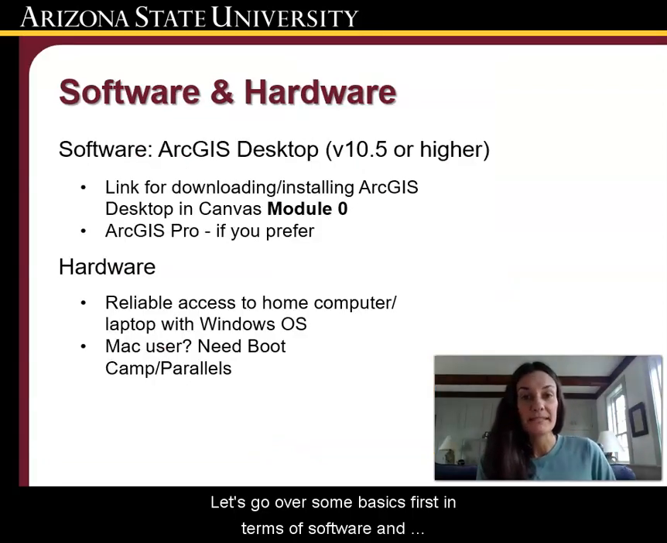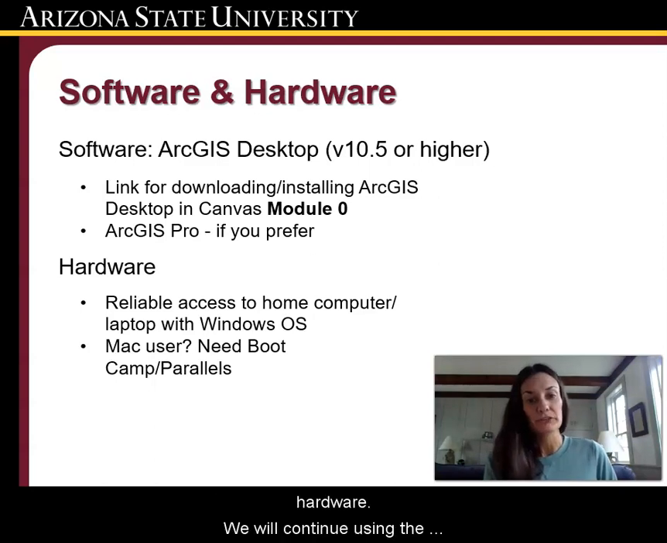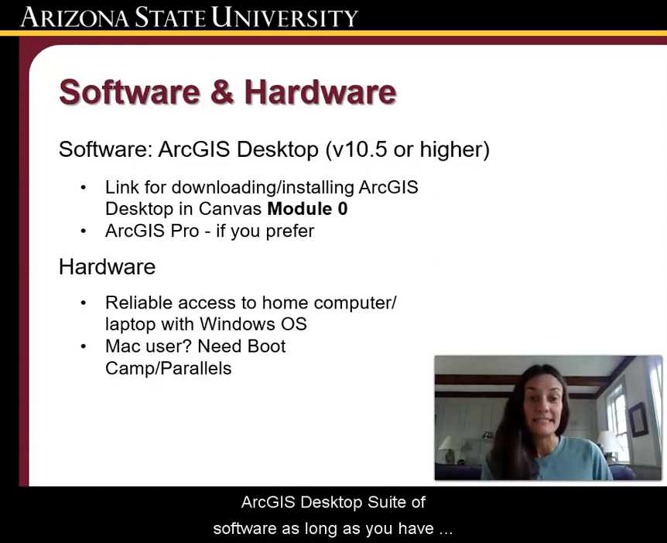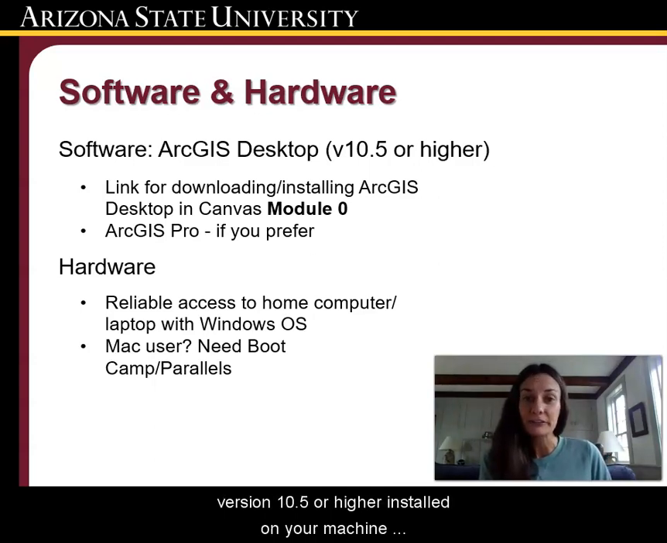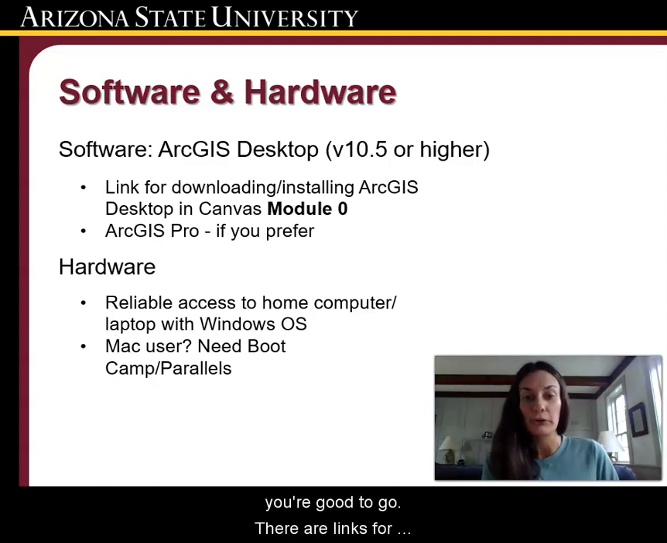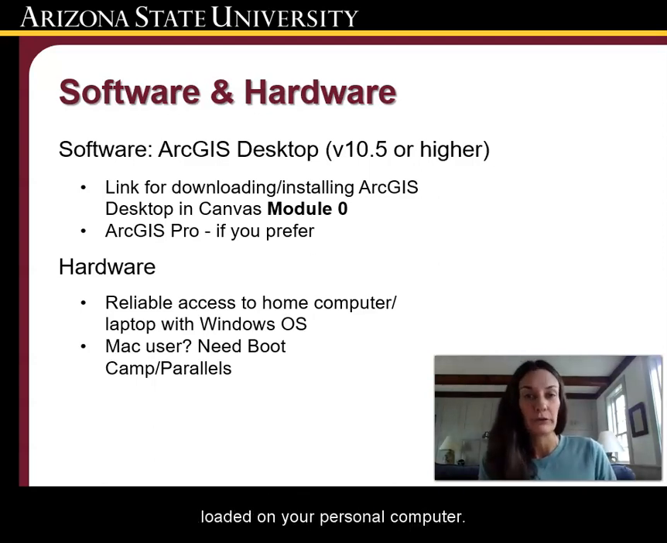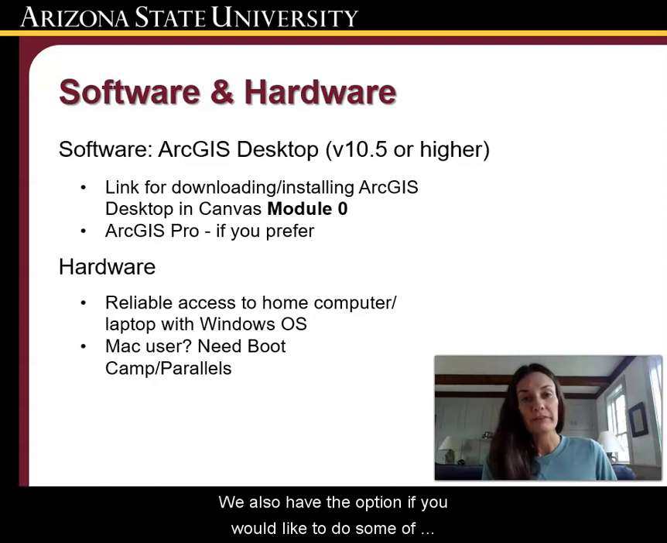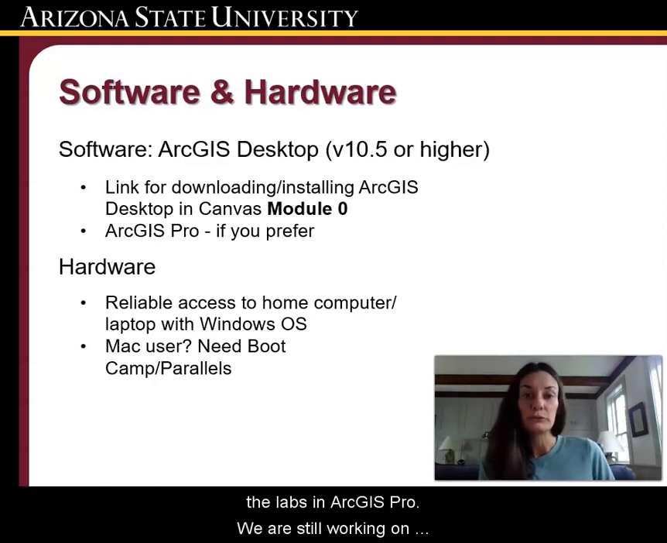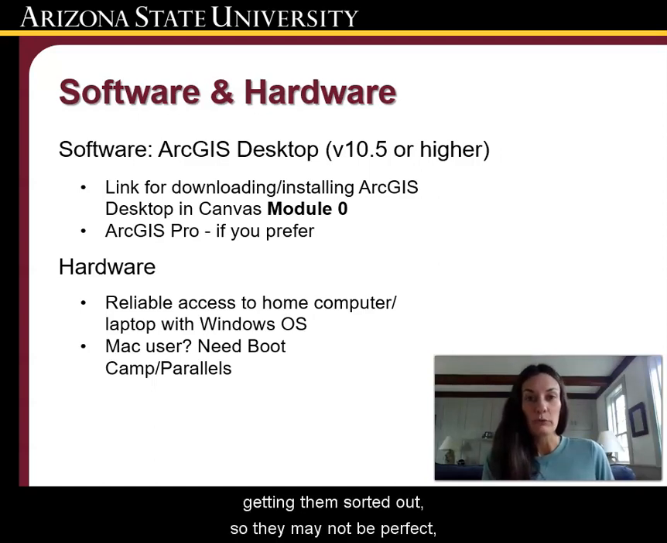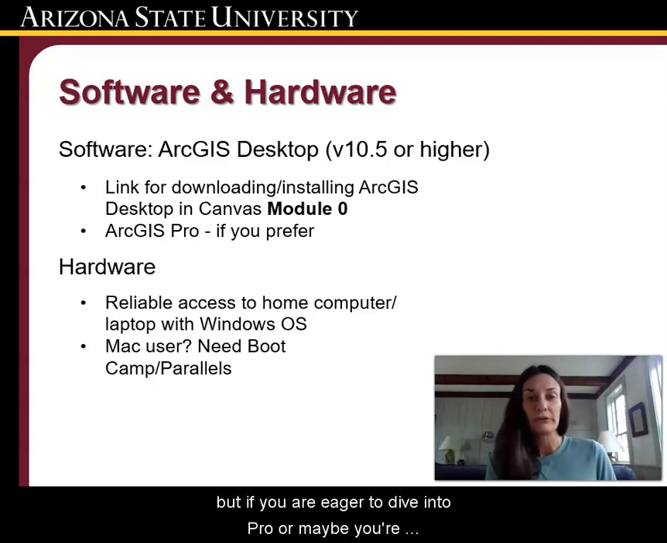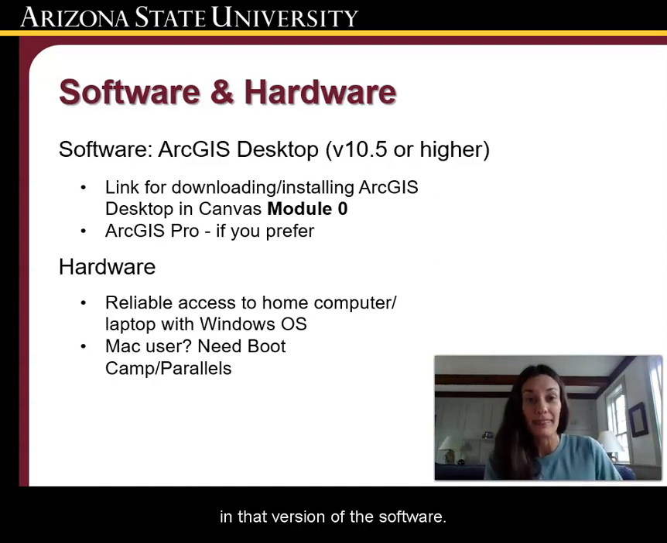Let's go over some basics first in terms of software and hardware. So we will continue using the ArcGIS desktop suite of software. As long as you have something 10.5 or higher installed on your machine, you're good to go. There are links for downloading the software in Module 0 if you don't have it loaded on your personal computer. We also have the option, if you would like to do some of the labs in ArcGIS Pro. We are still working on getting these sorted out, so they may not be perfect, but if you are eager to dive into Pro, or maybe you're using Pro at work, you can work through the labs in that version of the software.